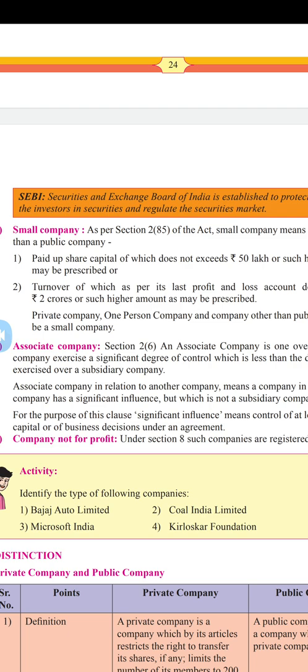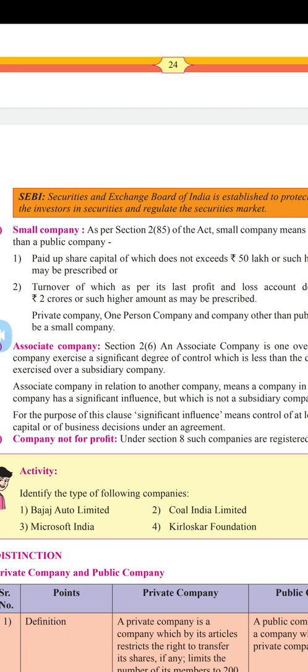Then sixth is associate company. Associate company in relation to another company means a company in which that other company has a significant influence but which is not a subsidiary company. That is called an associate company. For the purpose of this clause, significant influence means control of at least 20% of total capital or of business decisions under an agreement. That is a significant influence, that is an associate company.